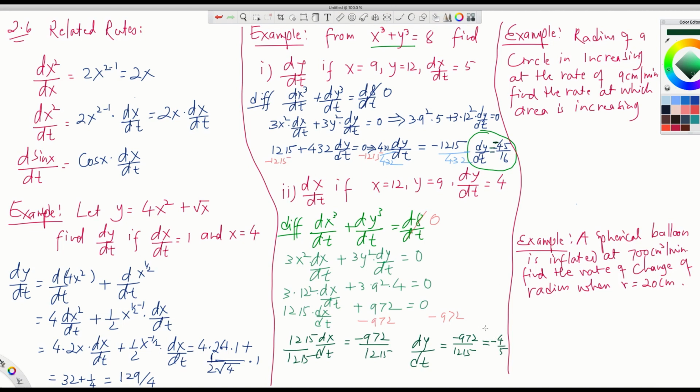Sometimes the WebAssign asks you to write the decimal, sometimes the fraction. I prefer fraction, that's fine. If you write the decimal, that's fine too, okay? But on the WebAssign, you should follow what the question asks.